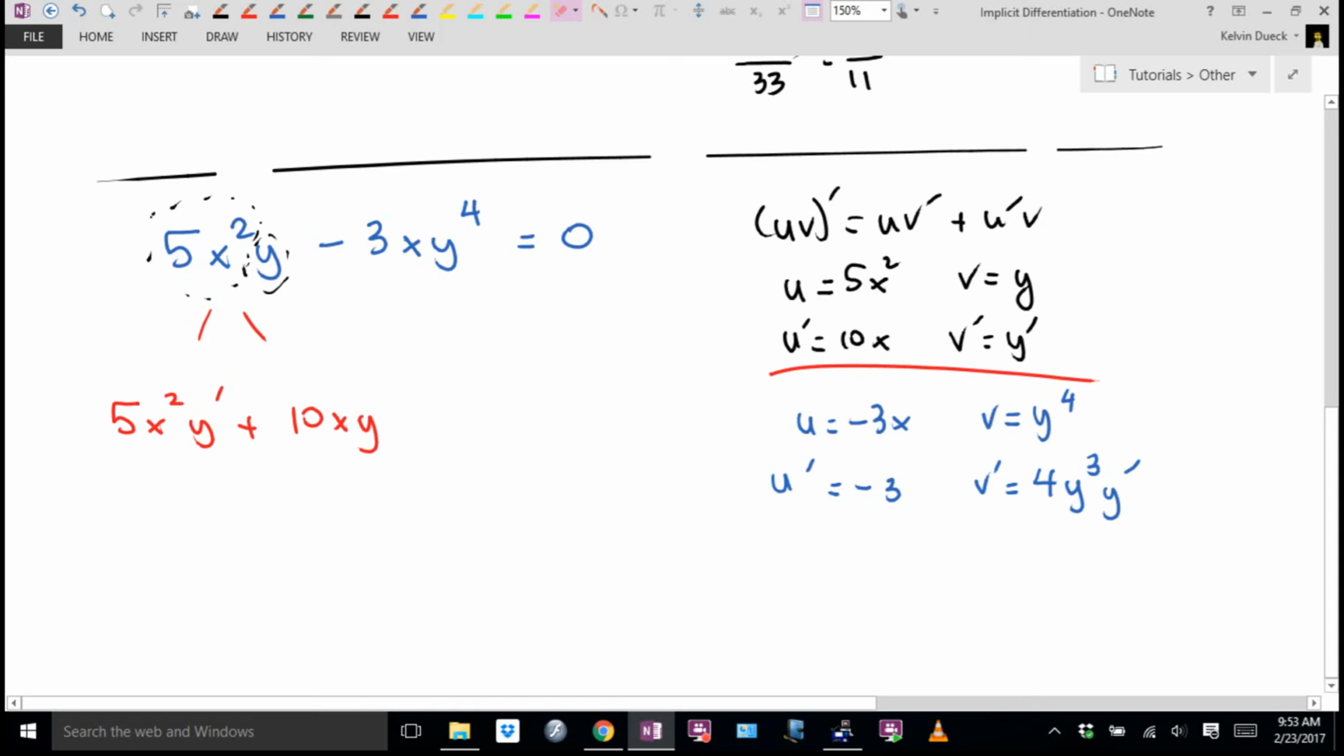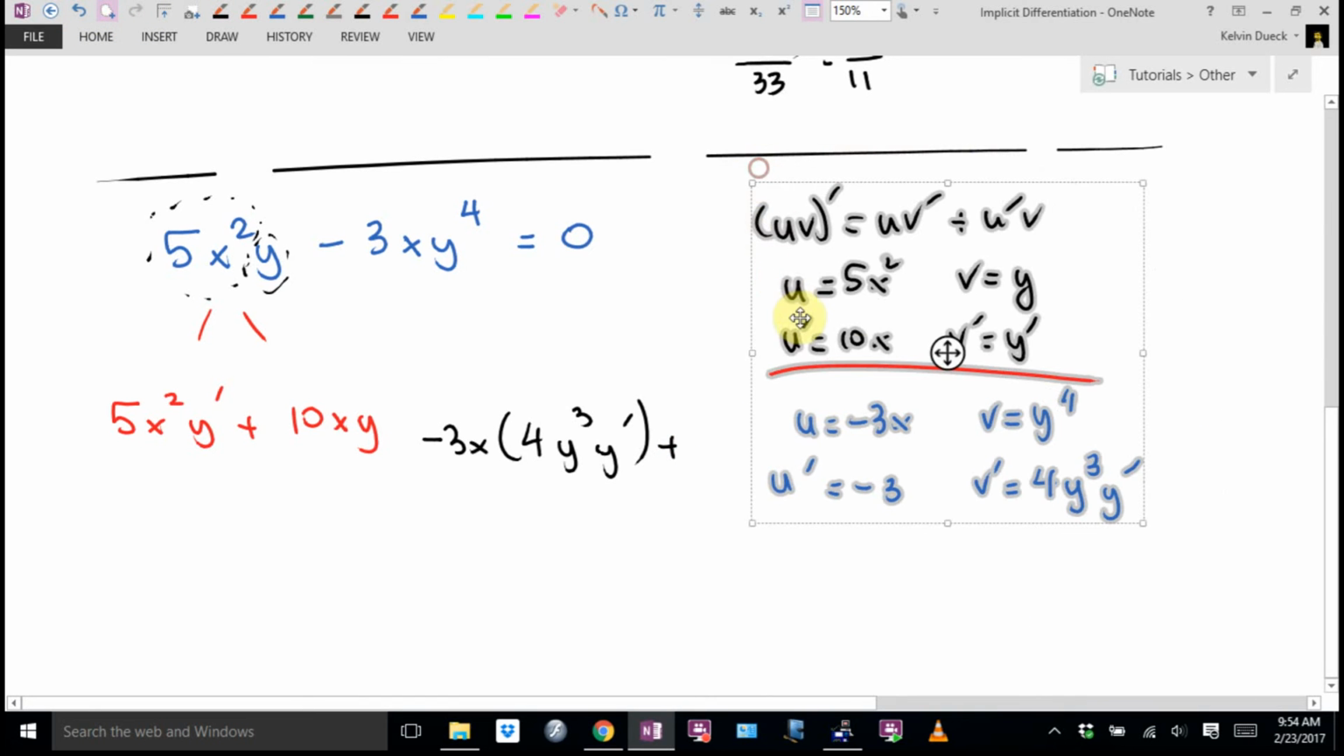Anyways, so these first two became that, and then this one is going to become, now I'm going to fit in the template, and I'll change colors again. The template is u v prime, so it's going to be negative 3x times 4y cubed y prime, plus, now I can do this, I know you guys can't, but I can do this.